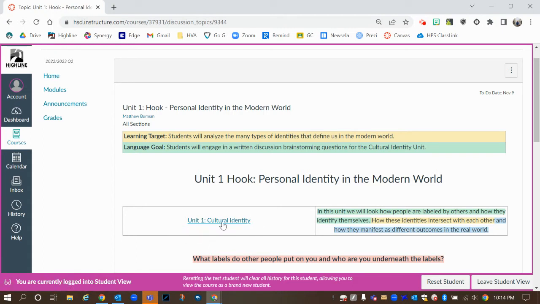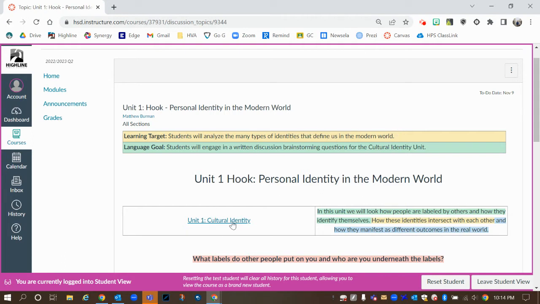And so I posted this from the homepage. That's the Unit 1 Cultural Identity. And it's got these three parts that are kind of color coded. And so it says, in this unit, we're going to look at how people are labeled by others and how they identify themselves. We're also going to look at how these identities intersect with each other and how they manifest as different outcomes in the real world.